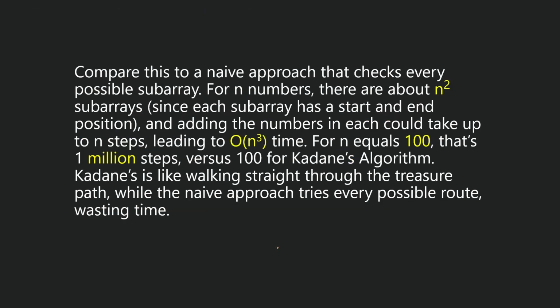Compare this to a naive approach that checks every possible subarray. For n numbers, there are about n squared subarrays, since each subarray has a start and end position, and adding the numbers in each could take up to n steps, leading to O of n cubed time. For n equals 100, that's 1,000,000 steps, versus 100 for Kadane's algorithm. Kadane's is like walking straight through the treasure path, while the naive approach tries every possible route, wasting time.